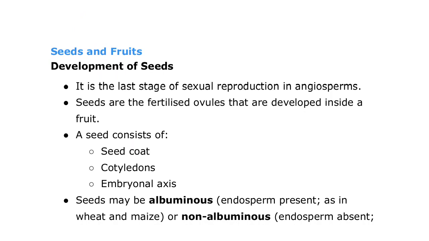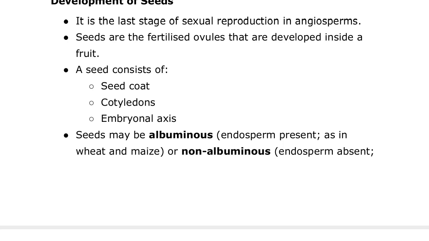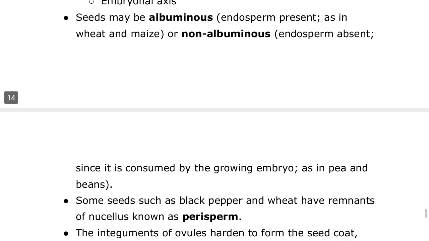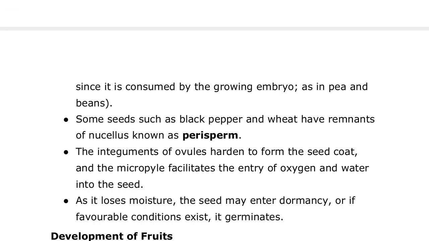Now see the seeds and fruits. Development of seeds. It is the last stage of sexual reproduction in angiosperm. Seeds are fertilized ovules that are developed inside fruit. A seed consists of seed coat, cotyledons, and embryonal axis. Seeds may be albuminous, with endosperm present as in wheat and maize, or non-albuminous, with endosperm absent since it is consumed by the growing embryo as in pea and beans. Some seeds such as black pepper have remnants of nucellus known as perisperm.